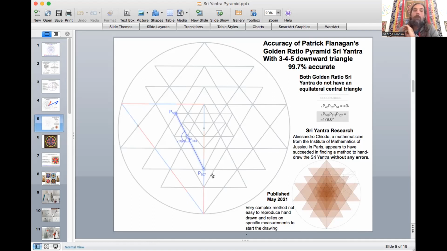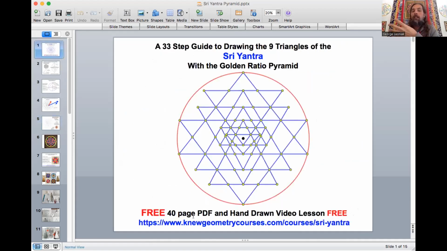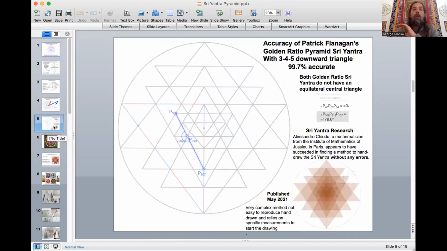But if you go and check out the site right here again, you'll see that you can draw this with this PDF that I've done in the hand-drawn video lesson. So, there was an example given at the Sri Yantra research website of an article that was published in 2021 that was able to reproduce all these interlocking 18 locations accurately to 100% accuracy, but it had a very, very complicated method. I don't believe it's possible hand-drawn. It took a lot of mathematical equations to figure it out.